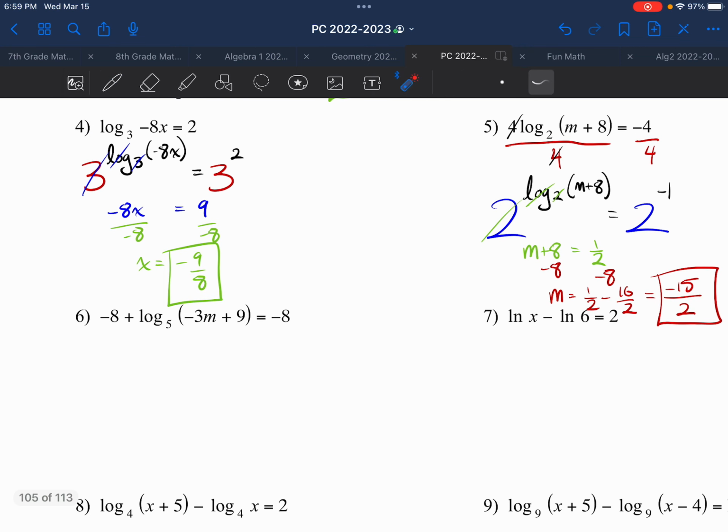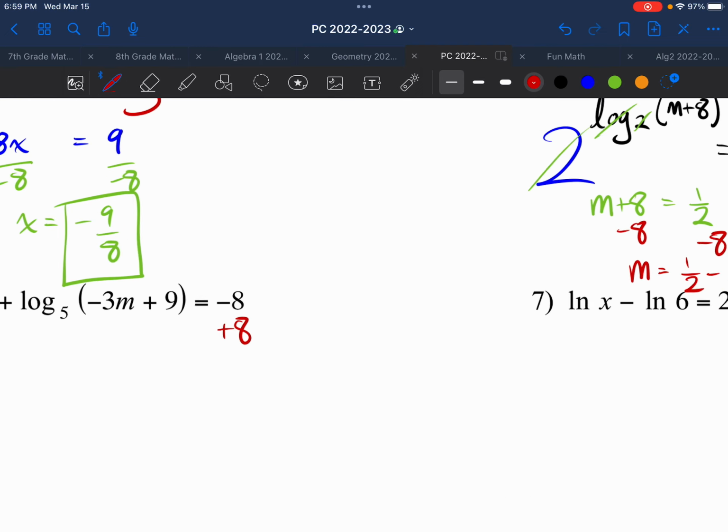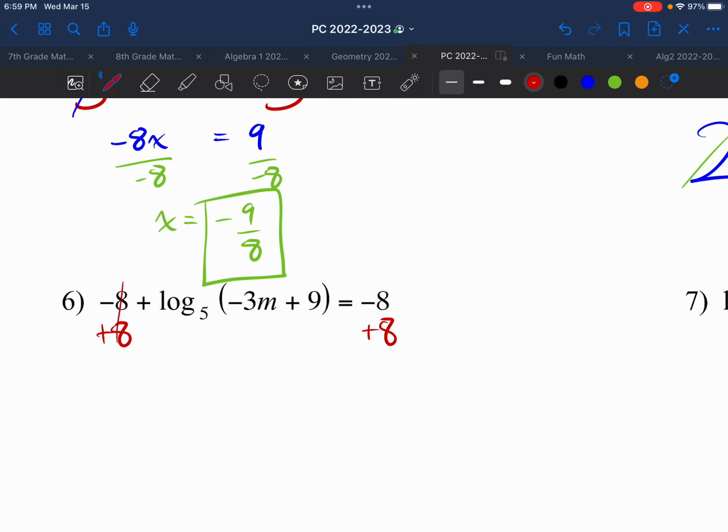Oh my goodness, look at all the things happening to the logarithm. We're going to get rid of the negative 8. I'm going to undo a negative 8 by adding 8 to both sides. And the right side is going to look really nice there. It's going to cancel out. So I'm going to be left with a log base 5 of negative 3m plus 9, and that's going to be equal to 0. Okay, time for the exponentiation.